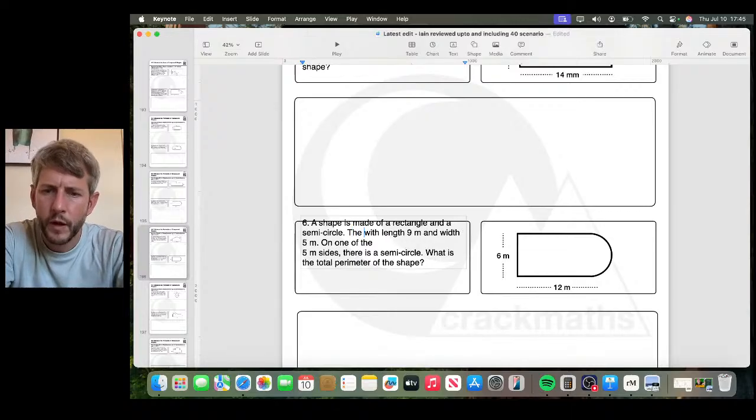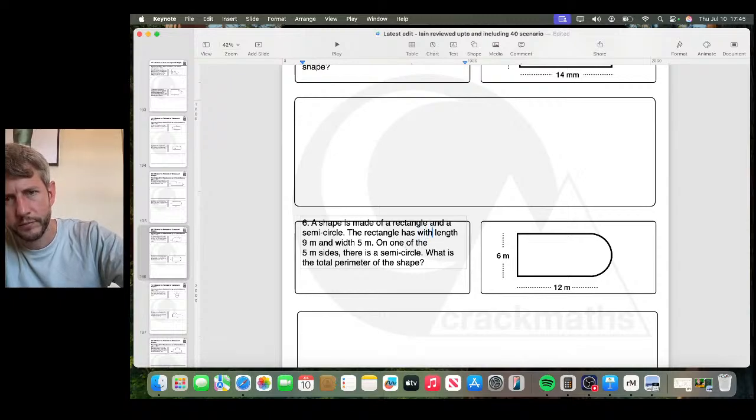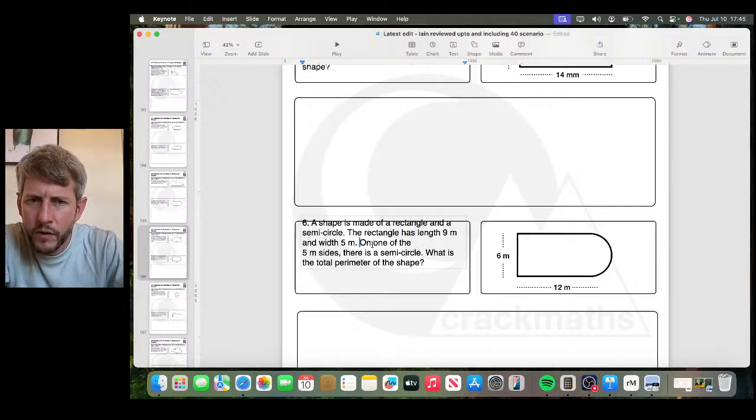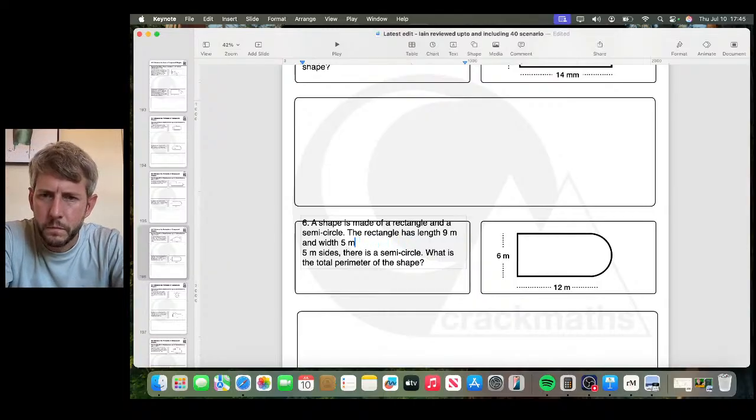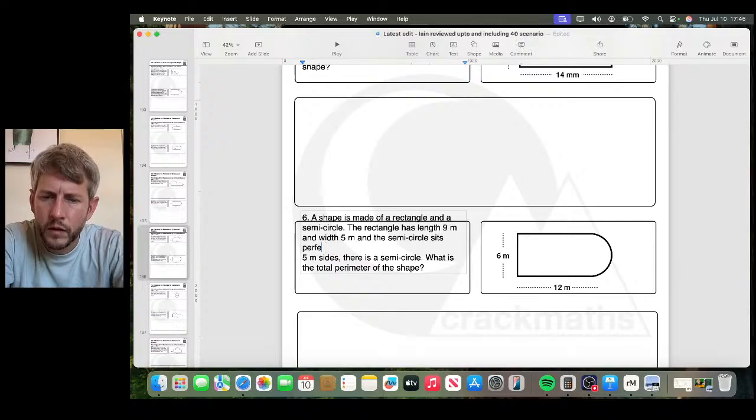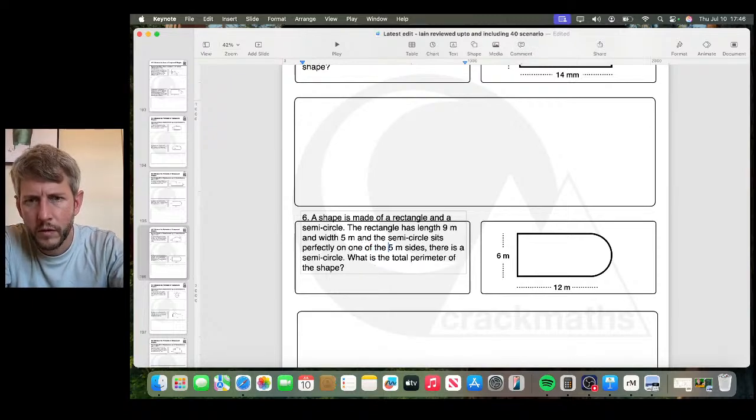The rectangle has length 9 meters and width 5 meters, and the semicircle sits perfectly on one of the 5-meter sides.